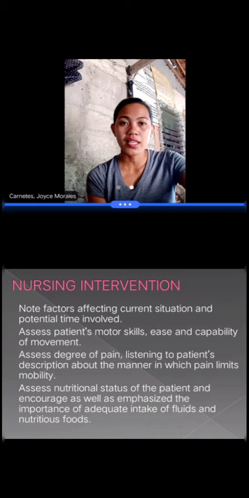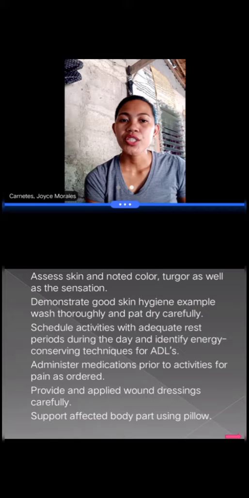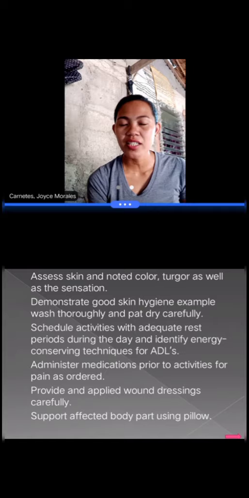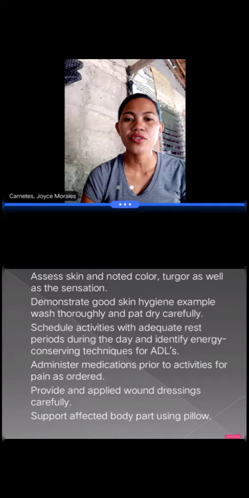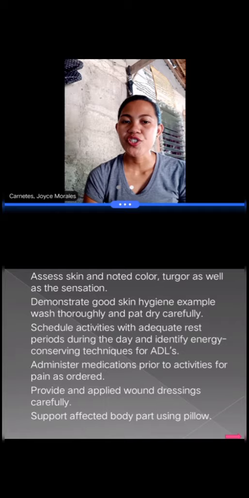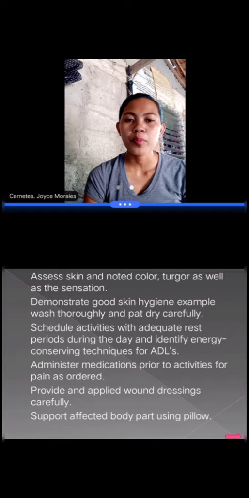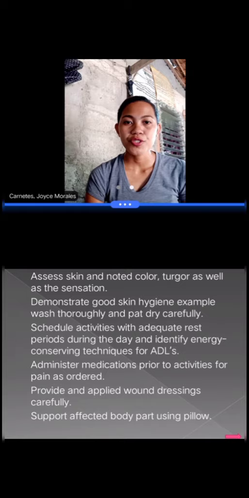Assess the skin and note color, turgor, as well as sensation. Demonstrate good skin hygiene, for example, wash thoroughly and pat dry carefully. Schedule activities with adequate rest periods during the day and identify energy-conserving techniques for ADLs. Administer medication prior to activities for pain as ordered. Provide and apply wound dressings carefully as well as support affected body parts using a pillow.